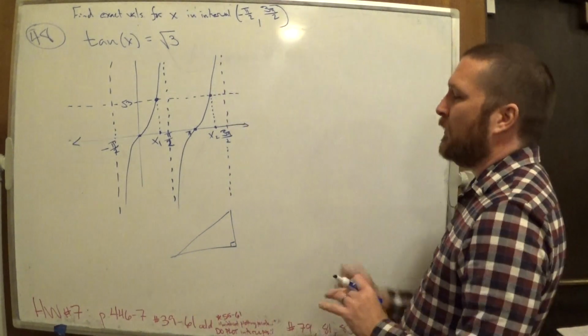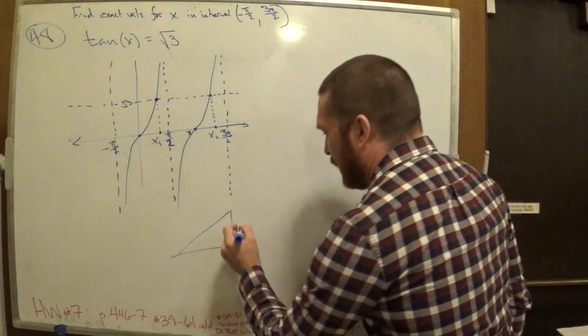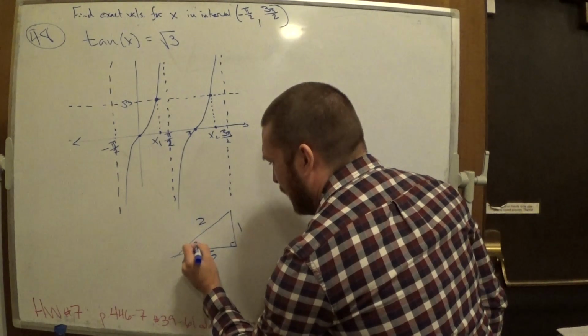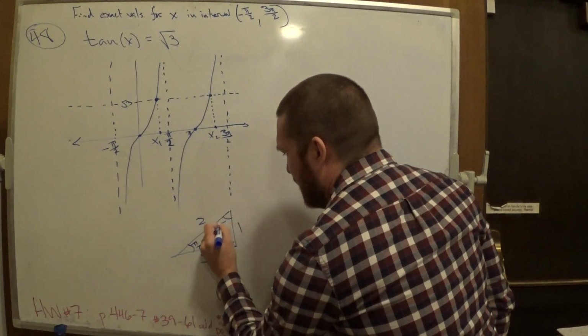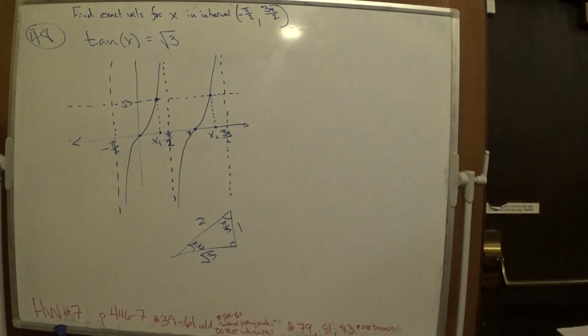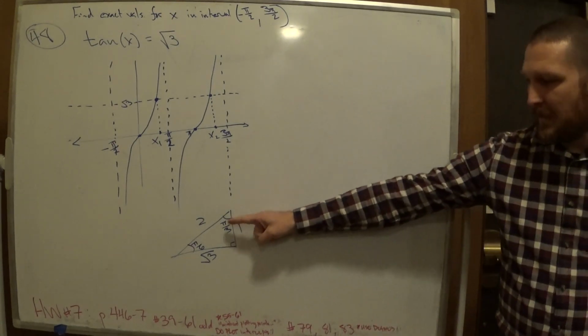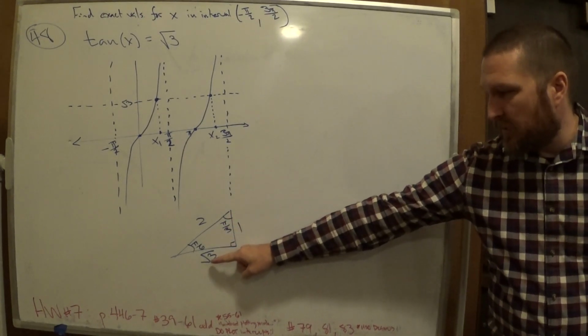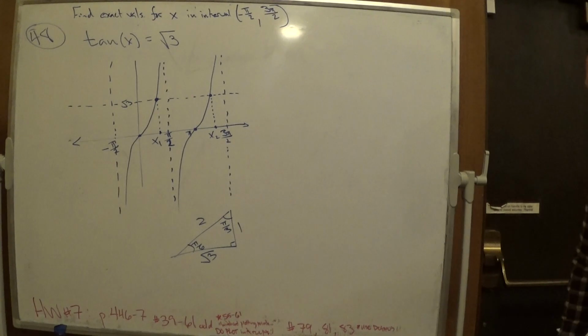Okay, I know I have a root 3. Well, if the output is root 3, what do I know that has a root 3 in it? Well, it's this triangle. And so now the question is, is it tangent pi over 6 or tangent pi over 3 that gives you the root 3? It's pi over 3, because tangent is opposite over adjacent. And so tangent of pi over 3 must be root 3 over 1.